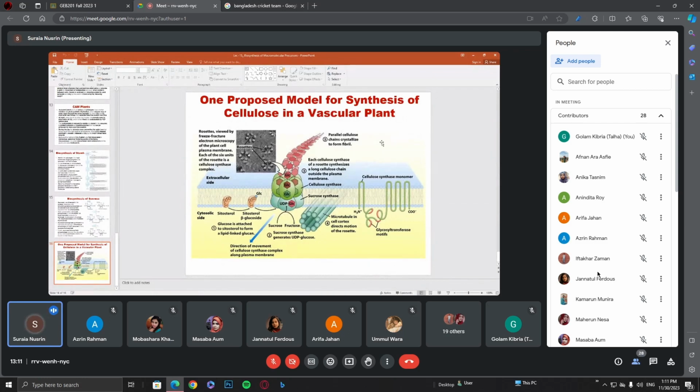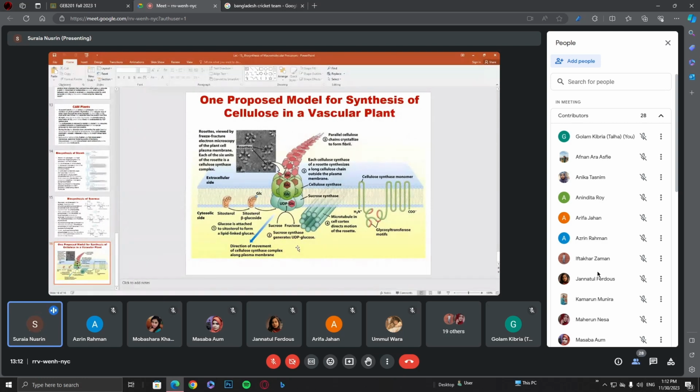Actually, this is not the actual pathway. This is just a model proposed by the scientists. They observed the plant cell membrane under an electron microscope, and they found a rosette-like structure, that means a flower-like structure, which is made up of 6 units, and each of the units is actually the enzyme cellulose synthase. So cellulose synthase is the enzyme which is doing the biosynthesis of the polysaccharide cellulose.